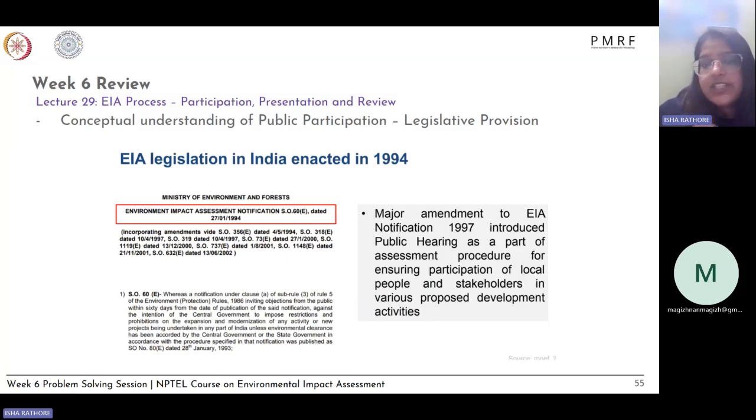We also have legislation in India, where a major amendment was made to the EIA notification of 1997, which introduced public hearing as a part of the assessment procedure for ensuring the participation of local people and stakeholders in the different stages of the development process.